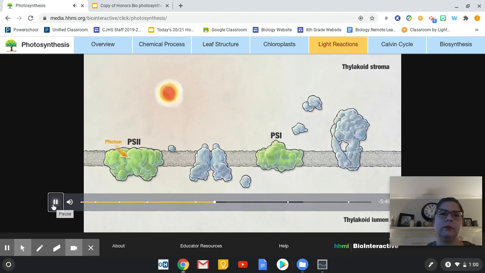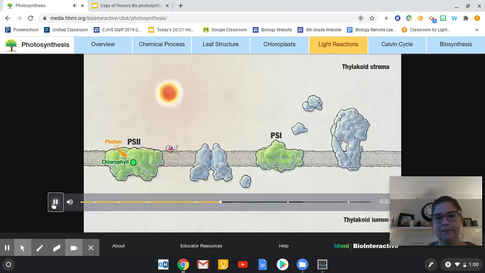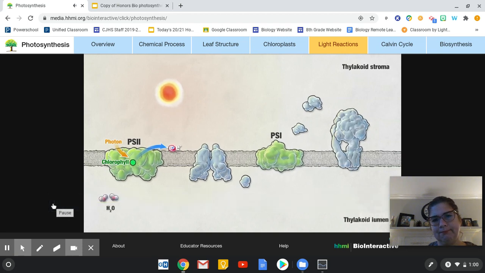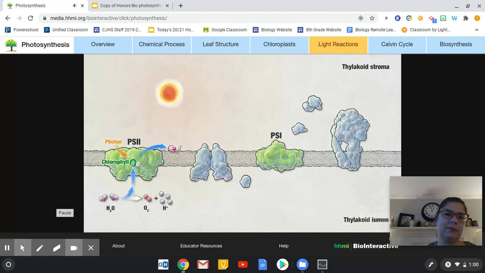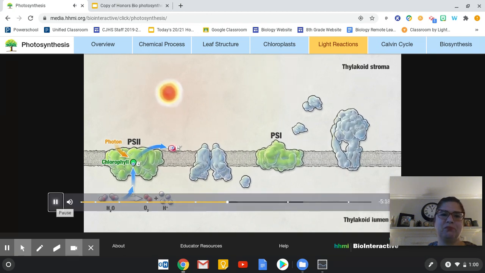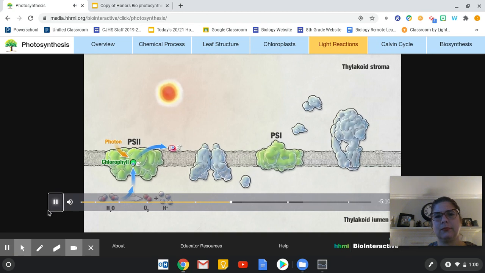First, photons of light hit chlorophyll, a light-absorbing pigment in photosystem 2. Electrons in the chlorophyll are excited to a higher energy level. The excited electrons are passed to an electron carrier. Meanwhile, water splits and releases electrons. These electrons replace those lost at photosystem 2. The byproduct of this reaction is oxygen, which is eventually released into the air. The other products are protons, or hydrogen ions, which are released into the inside of the thylakoid, or lumen.